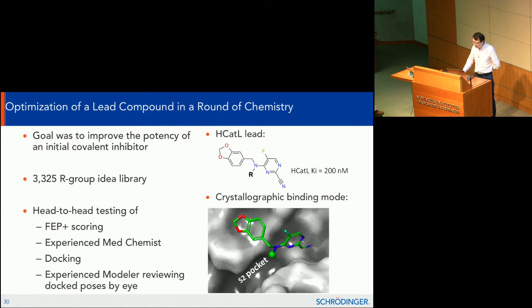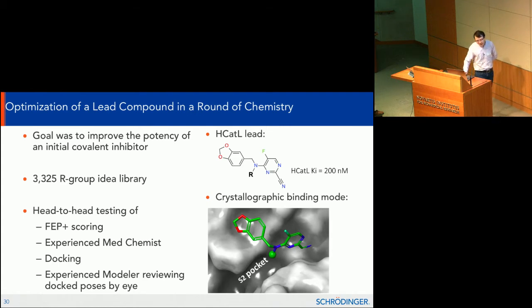So in this project, the goal is to improve the binding potency of an initial lead compound binding to a receptor. The lead compound has a cyano group that forms a reversible covalent bond with the cysteine residue in the binding pocket. And the task is to identify building blocks from a library of about 3,000 fragments at this R position with improved binding potency compared to the initial lead compound.